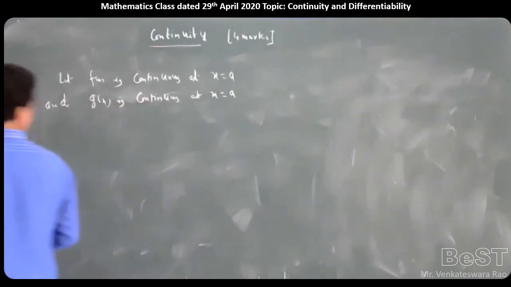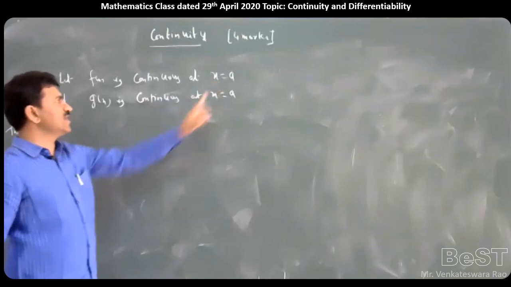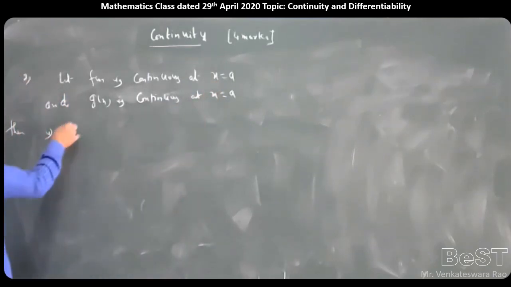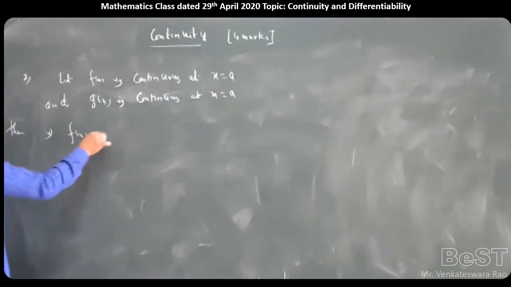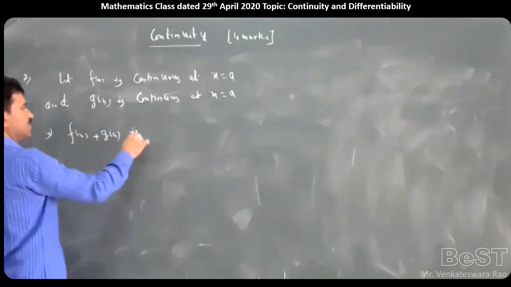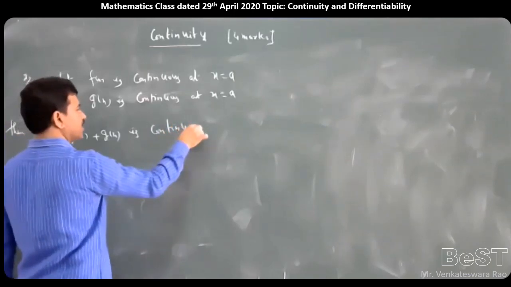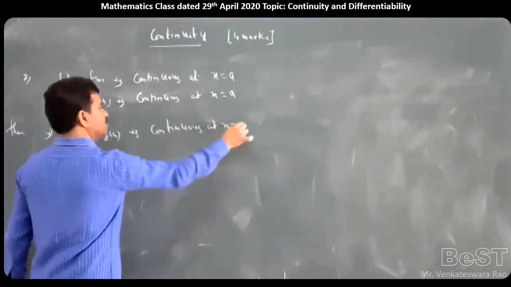Here note on the points. Then, first point: the sum of these two functions, f of x plus g of x, is continuous at x is equal to a.